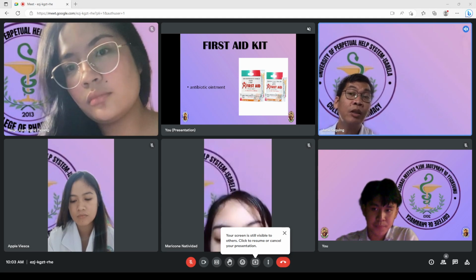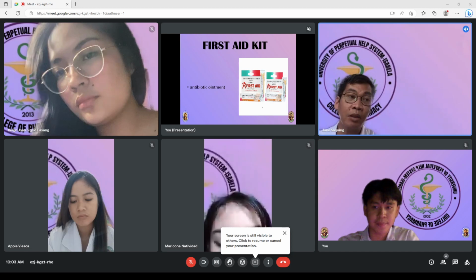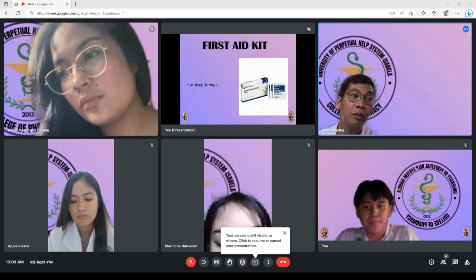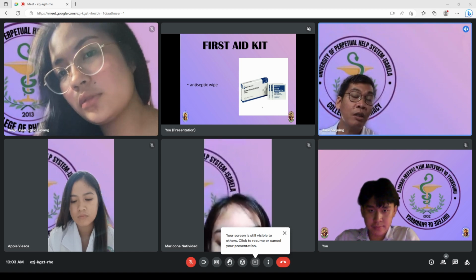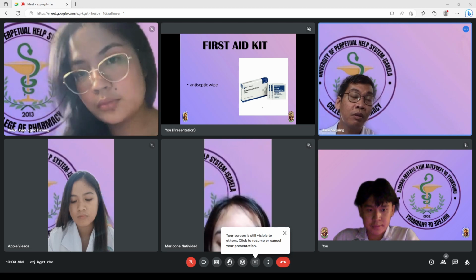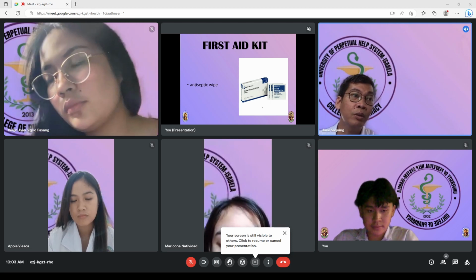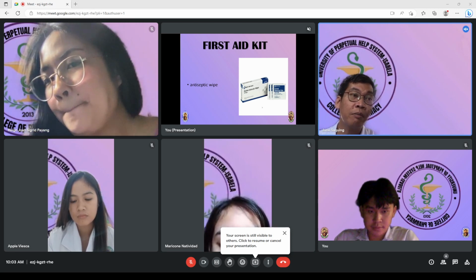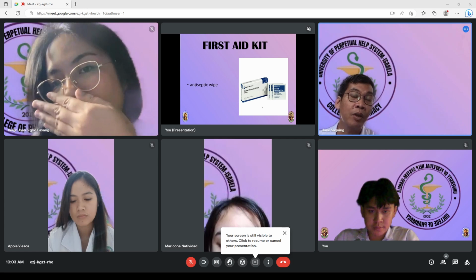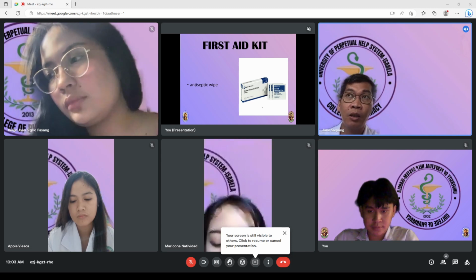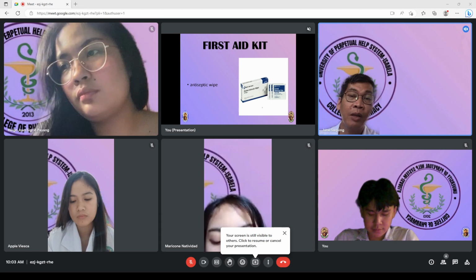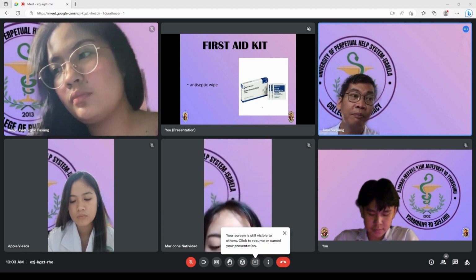Next is the antibiotic ointment. Antibiotic ointment is very important to have in our kit because it is the immediate treatment to apply on open cuts or wounds. Examples are dermamycin or bacitracin, or in the case of a burn, we can use silver sulfadiazine, whose brand name is Flamazine cream.